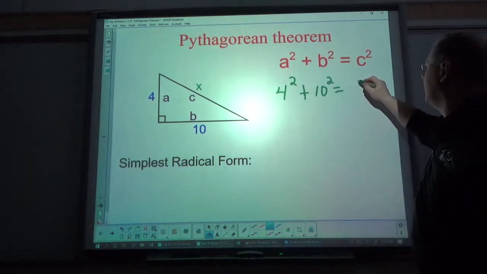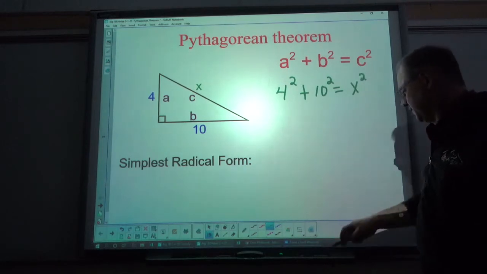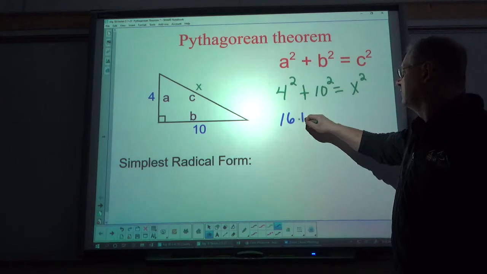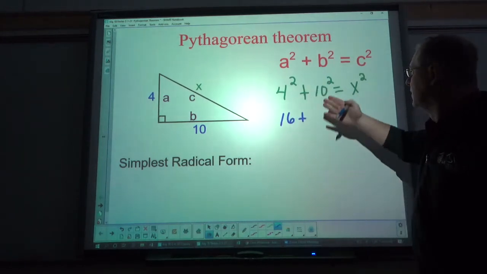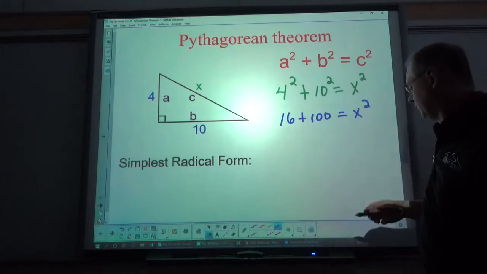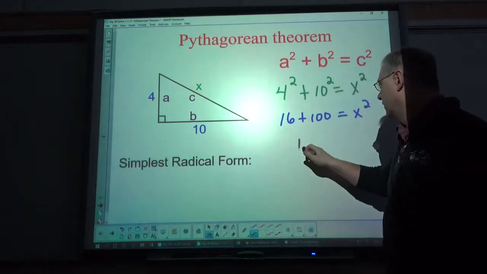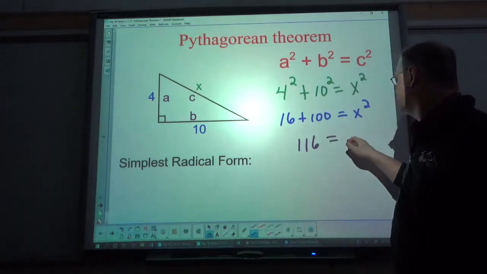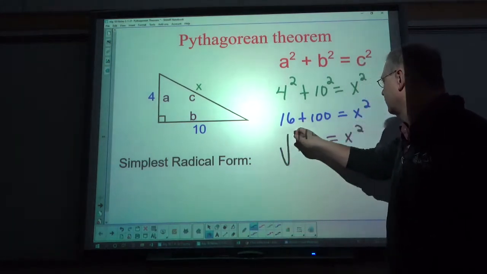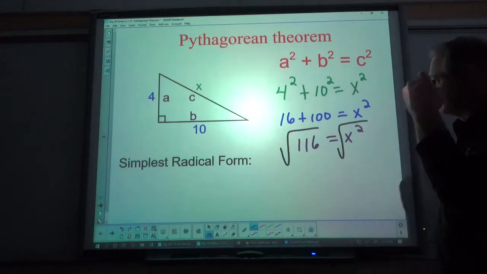In this case, they use x. So 4 squared is 16, excuse me. 10 squared is 100. Equals x squared. So I end up with 116 is x squared, and then I have to square root both sides.